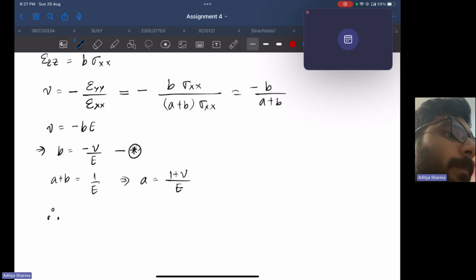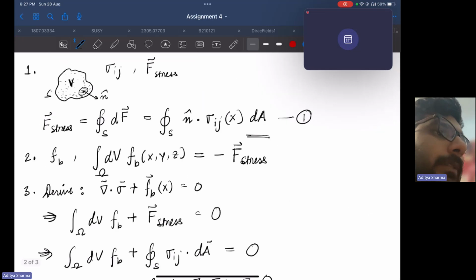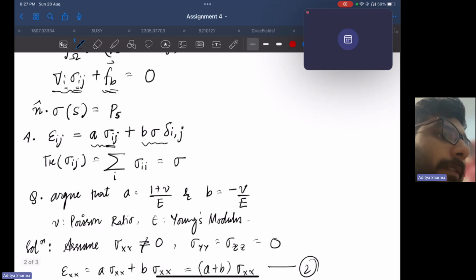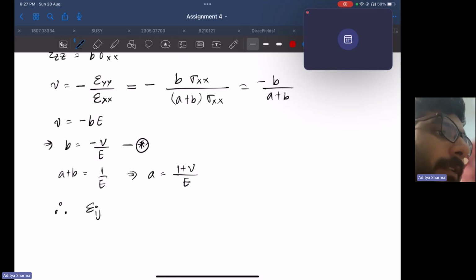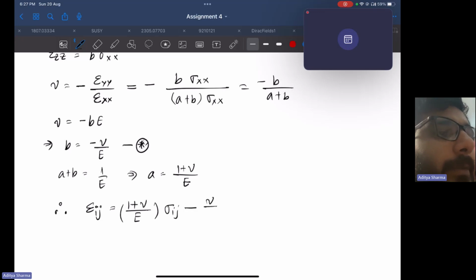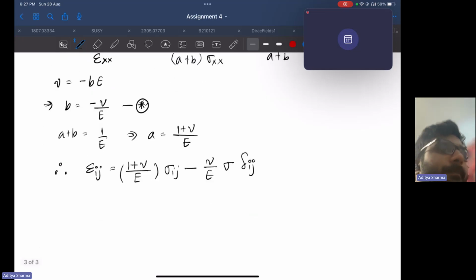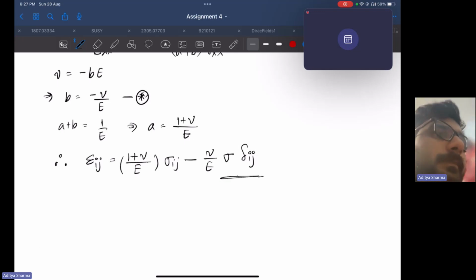Therefore, taking such a case, we can substitute in the original epsilon ij, and we get sigma ij minus mu by E sigma delta ij. So that's what we have got.